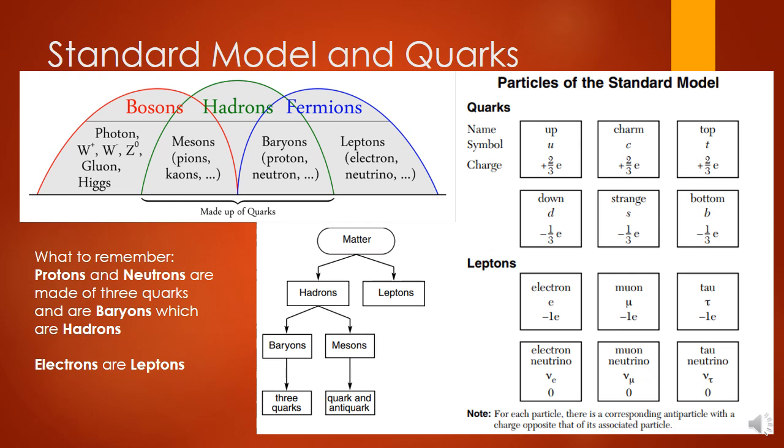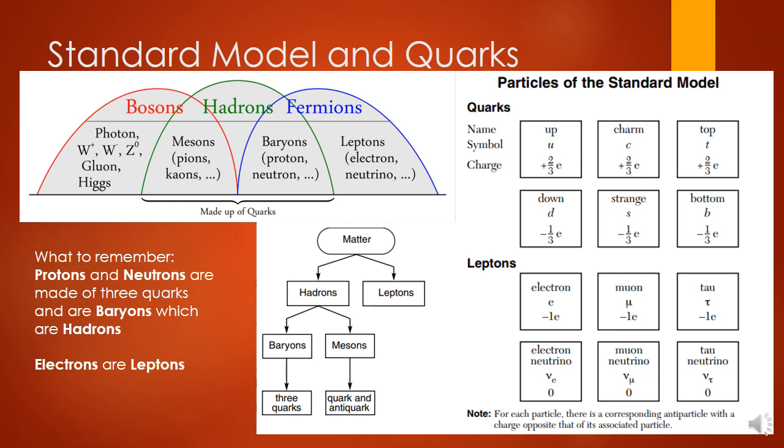So just a little more information on the Standard Model here, this new graphic towards the top. I included this not because you need to know bosons or the Higgs boson or anything like that, but it's showing us that protons and neutrons are baryons and baryons are hadrons. And it's also showing us that electrons fall under the leptons. So what do we need to remember? Protons and neutrons are made of 3 quarks, and those 3 quarks are baryons, which are hadrons. Electrons, on the other hand, are leptons.